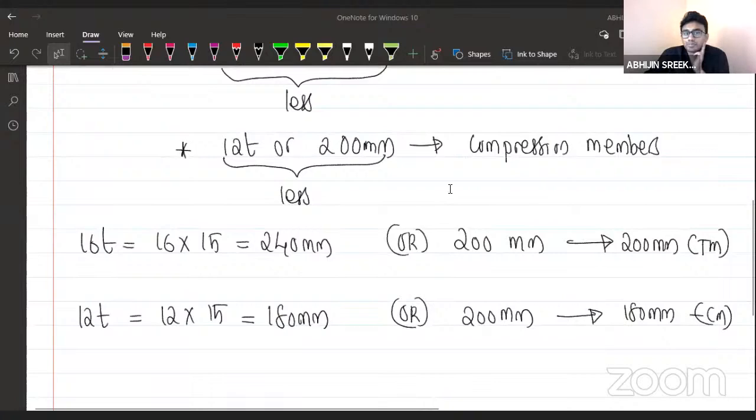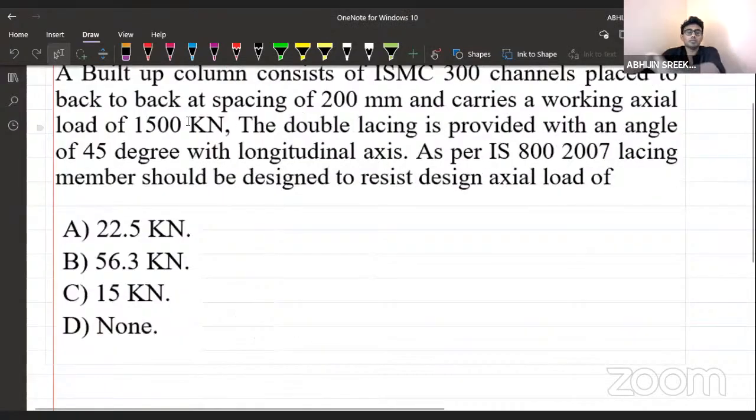That's the end of this question. I'll give you one more question. Let's finish the session with this question. Okay. Read the question carefully and get me the answers.